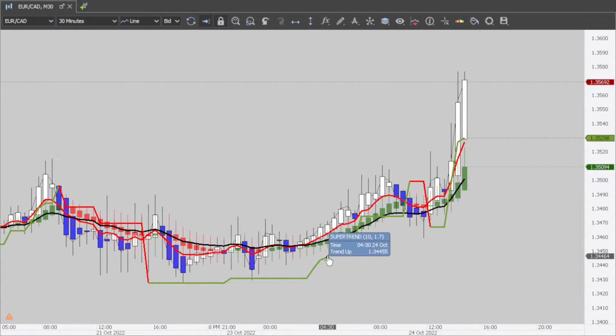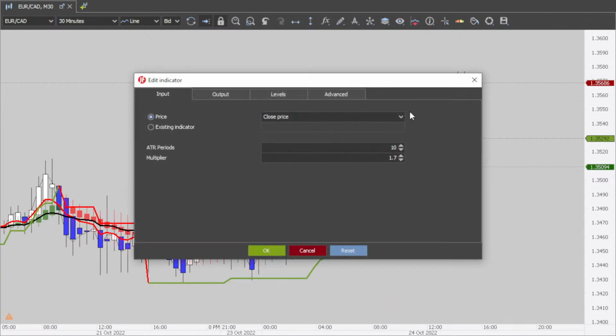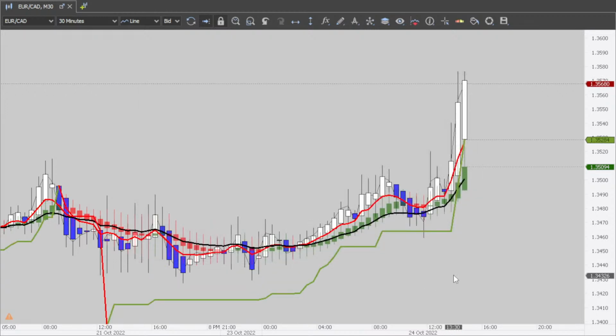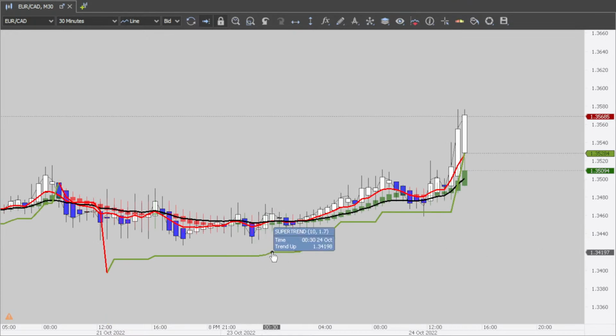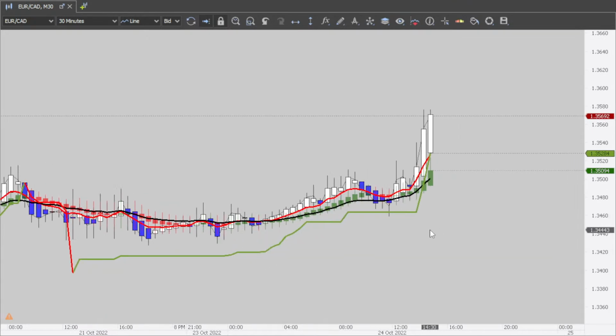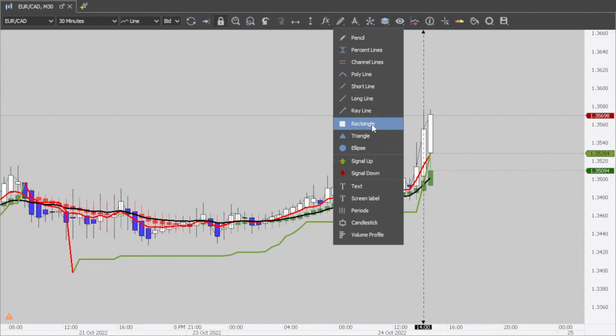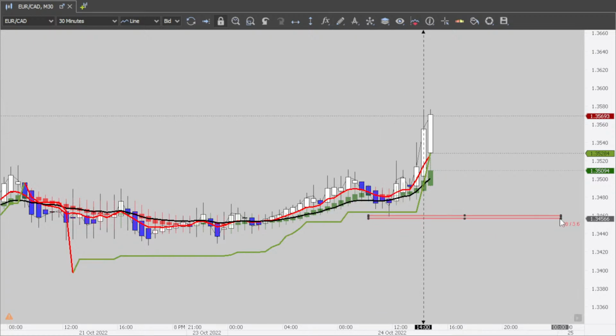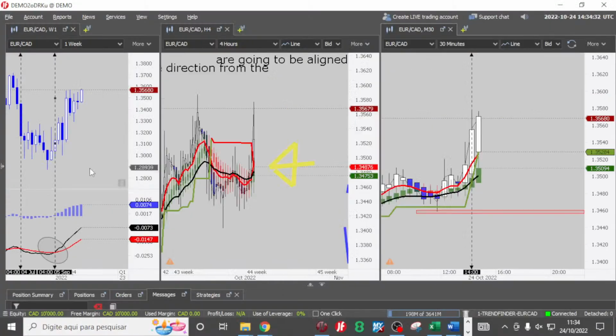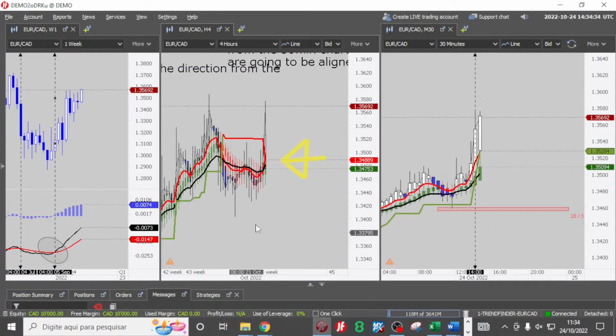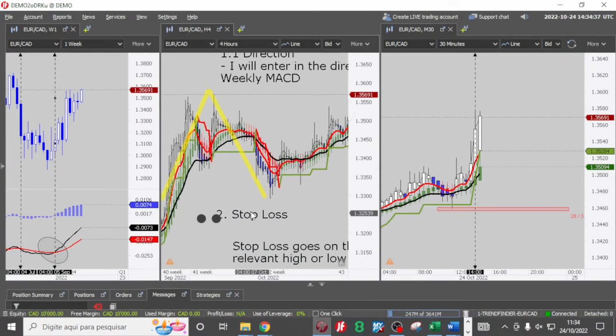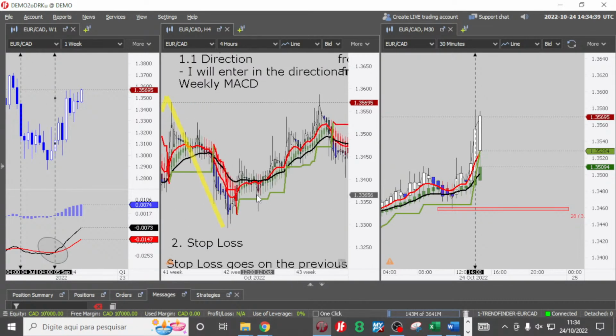So we can also play around with Super Trend, edit indicator, and because it's up, we can say low price. There you go. You can use Super Trend with the low price, and if you would enter in here on the 30-minute chart, because the market is aligned, your stop loss goes below the Super Trend. Can you do this? Is there anything wrong? You have two different stop loss rules for the system, everybody.